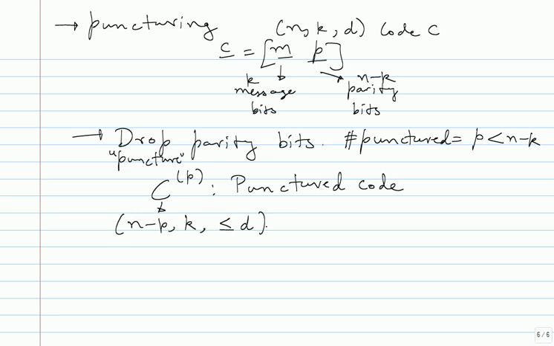What will happen if it has to be equal to d? No minimum weight codeword should be involved with the punctured parity bit. All those things can happen, but in general it will be lesser. You will lose minimum distance when you puncture. Typically, good codes will always lose minimum distance when you puncture.